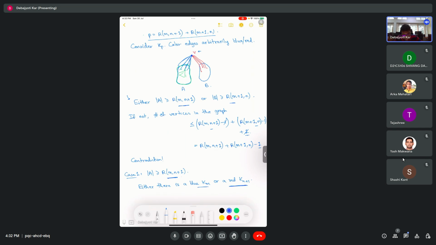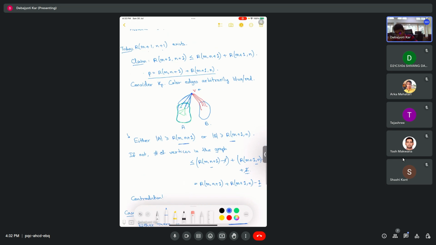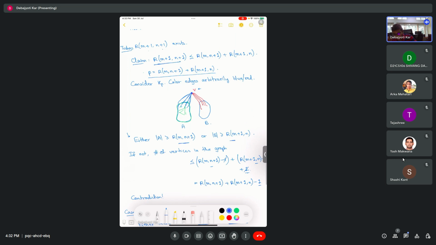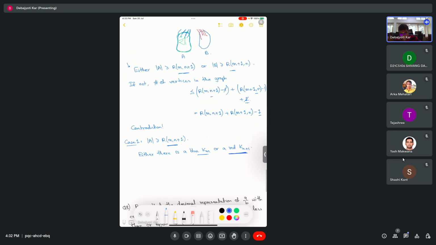If there is already a red complete graph on n plus 1 vertices, then we are done, right? We recall what we wanted to show. We wanted to show that r of m plus 1 comma n plus 1 is upper bounded by this, which means that we need to show that any graph on this many vertices will either have a blue colored complete graph on m plus 1 vertices or a red colored complete graph on n plus 1 vertices. That is what we needed to show. So if there is already a red colored complete graph on n plus 1 vertices, we are done.